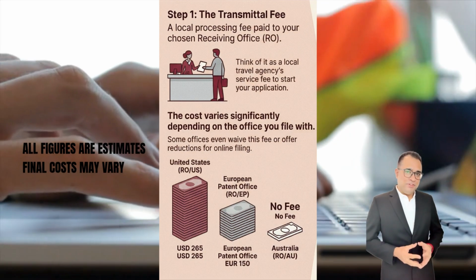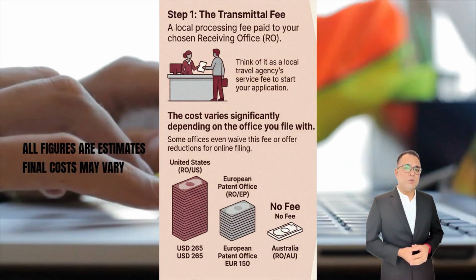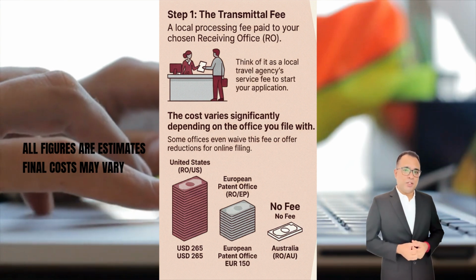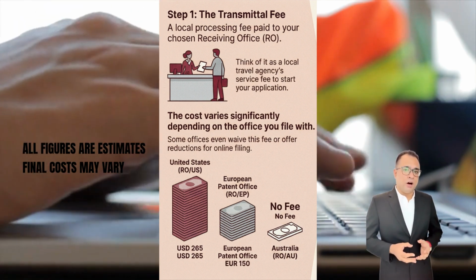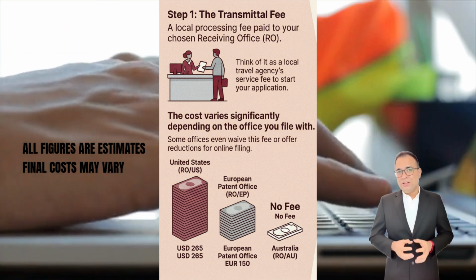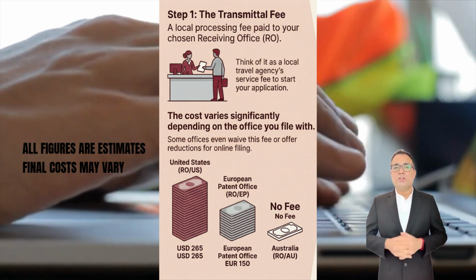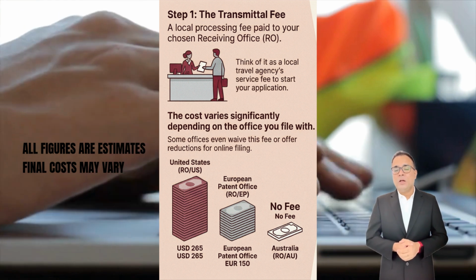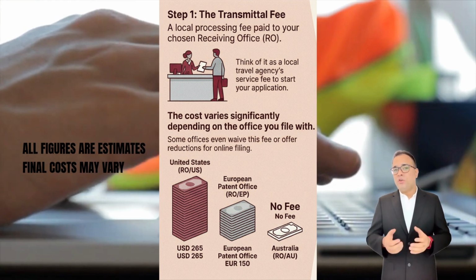First is the transmittal fee. Think of it as your local travel agency's service fee to start your application. This is paid to your chosen receiving office, and the cost varies dramatically depending on where you file. For example, in the United States, the fee may range around $265. Some offices even offer reductions for online filing.